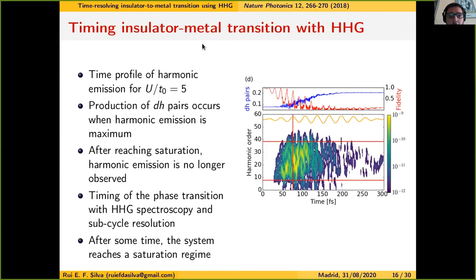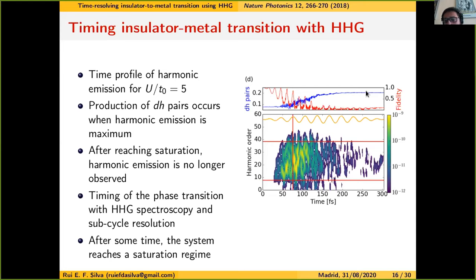So what I'm going to show you here is that by looking at time-resolved high harmonic generation, we can see and trace back the time in which we are going through a phase transition. So I'm showing you the time profile of the harmonic emission for U equals 5 times T0. And we see that here in blue, I'm showing the doublon and holon pair production. And you see that the harmonic emission that I'm showing here as a Gabor profile really coincides with the times where the number of doublon and holon pairs is increasing. And also it coincides when our ground state population is decreasing, the red line.